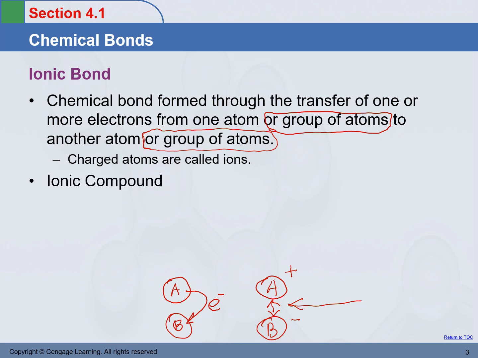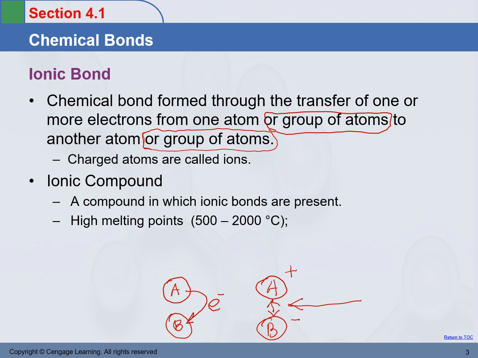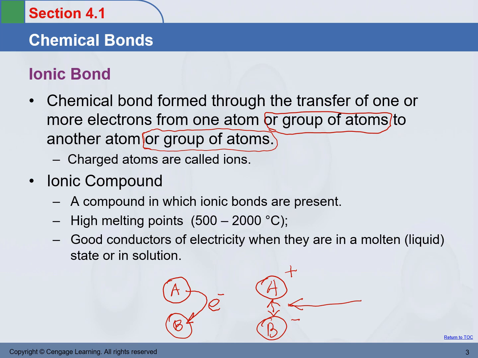Ionic compound. If in a compound particles are held together through ionic bonds, then that compound is called an ionic compound. Ionic compounds usually have high melting points. Ionic compounds usually are good conductors of electricity when they're in molten state or when they are dissolved in water solution.